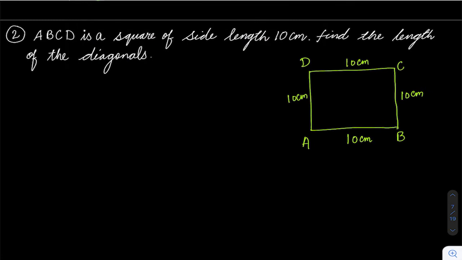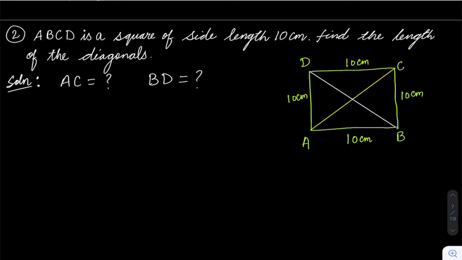What is a diagonal? Joining A and C we get one diagonal, and joining B and D we get the other diagonal. So we need to find the length of AC and the length of BD. That's the question. Now I will be using a very simple square property: all angles in a square are right angles. So this angle, this angle, angle C, and angle D are all 90-degree angles.